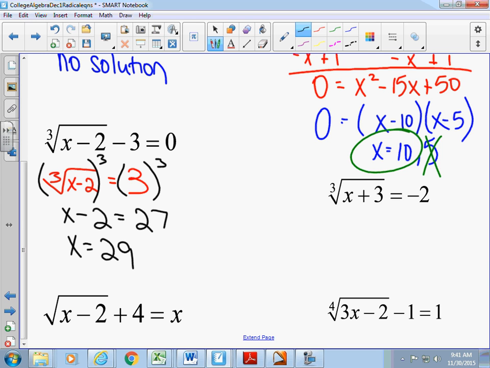This is 29. Oh, it's 1. 29 minus 2 is 27. The cube root of 27 is 3. 3 minus 3 is 0. We did a good job. Any questions about that one? Good? When you cube it, what would be negative 3? Before I did any cubing, I got the radical by itself. So make sure that radical's by itself, otherwise you will mess up that sign.